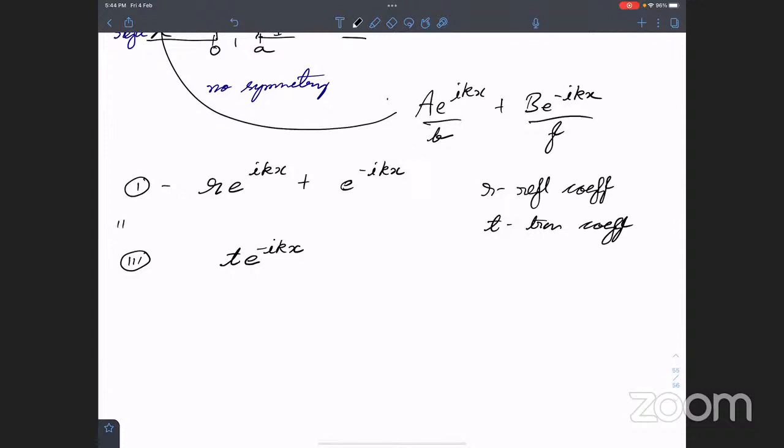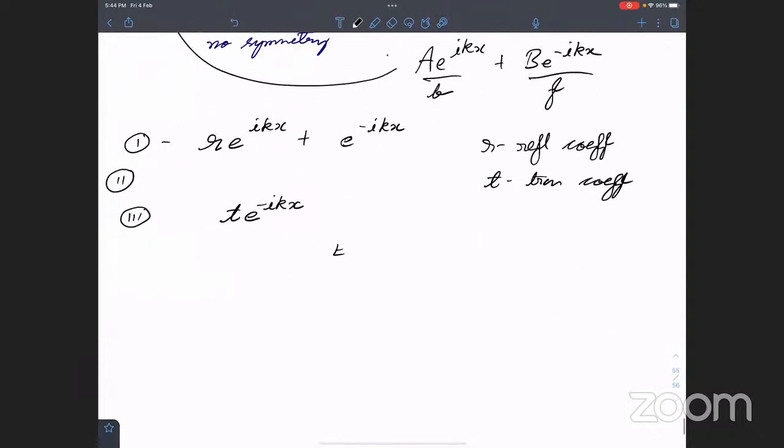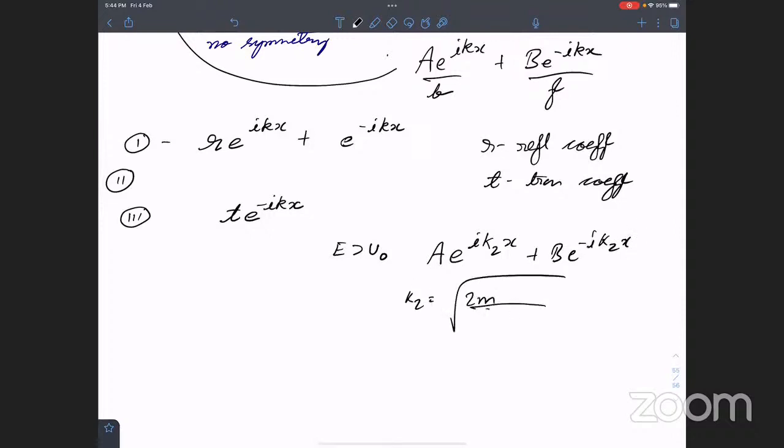Now inside, what will happen? It depends on whether my energy is less than U naught or greater than U naught. If my energy is greater than U naught, then the solution inside will be A e to the power i k2 x plus B e to the power minus i k2 x, where k2 is the root of 2m by h bar squared (E minus U naught).